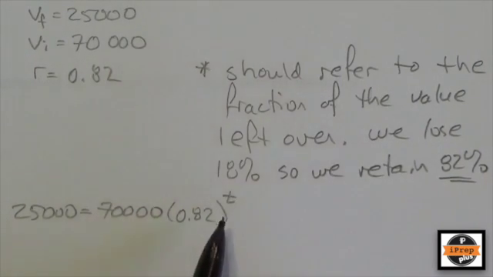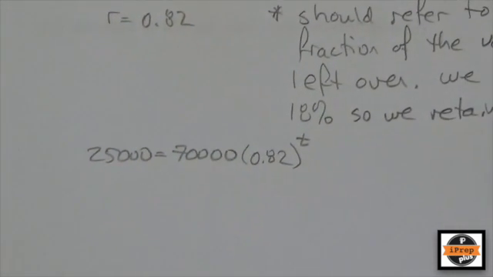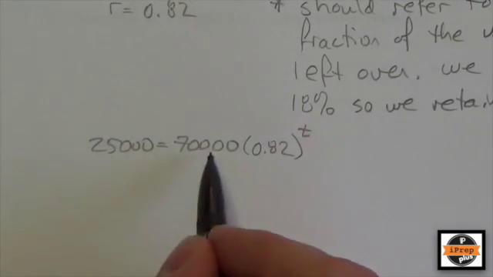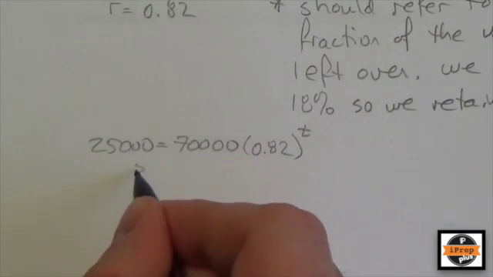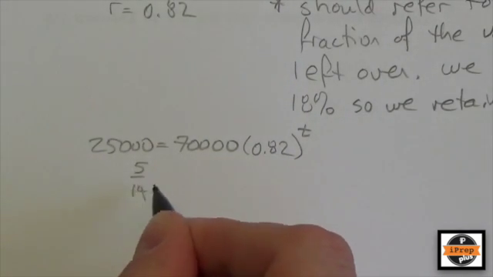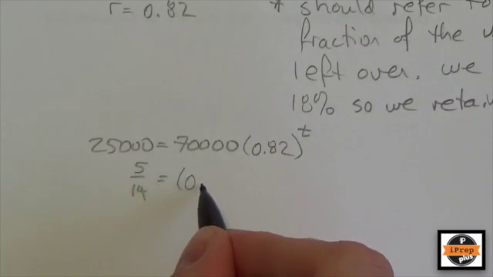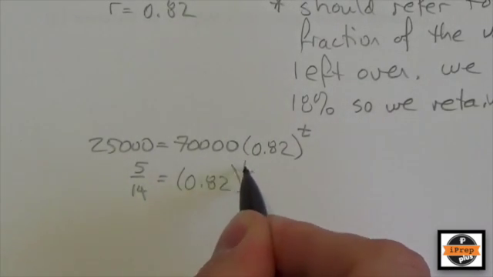Now in this case, I don't know what the T is. That's what I'm looking for. I want to know how long it takes for this to happen. So the very first thing I will do is divide by the 70,000 and then reduce that fraction. And when I do that, I'll get 5 over 14, and this is still 0.82 to the T.